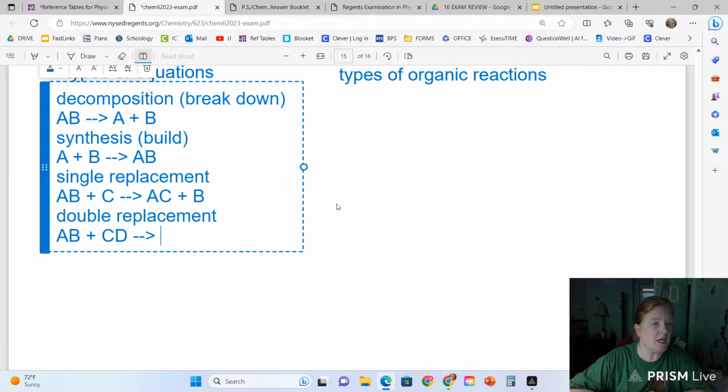Okay, so this is like A and B are dating and C and D are dating. And then there's a total swap. There's two swaps. It's double replacement. Yep, exactly. So double replacement is two of them.